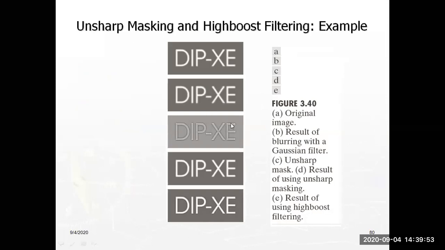After blurring, C is unsharp masking. Unsharp masking is when you subtract these two, this is the image. And D is, what is D? D is the result of unsharp masking only. But in this case, we did not add the k value.